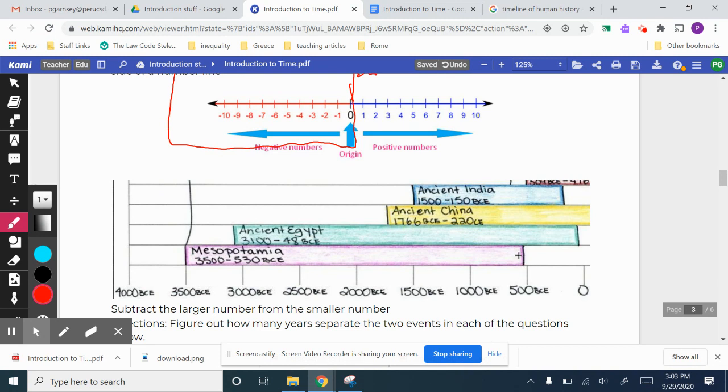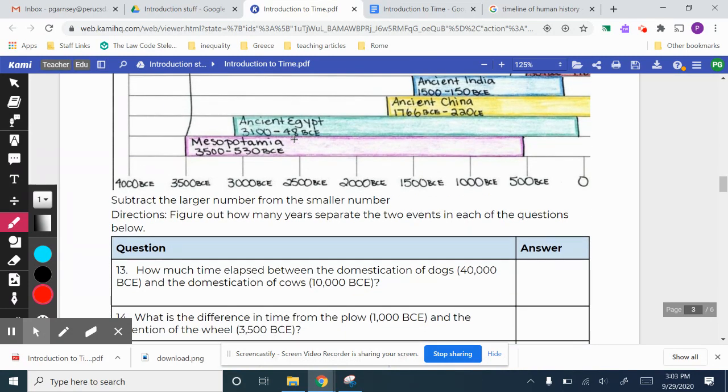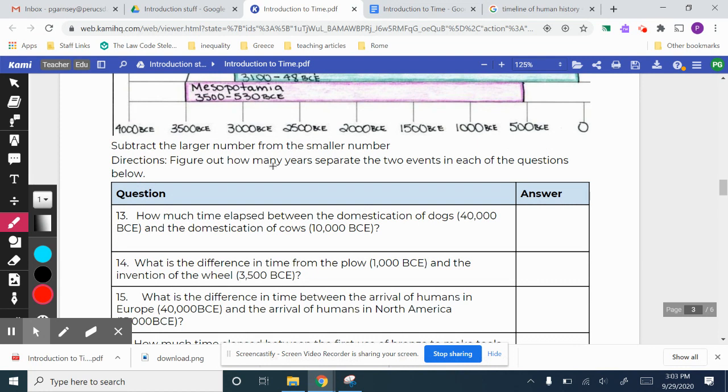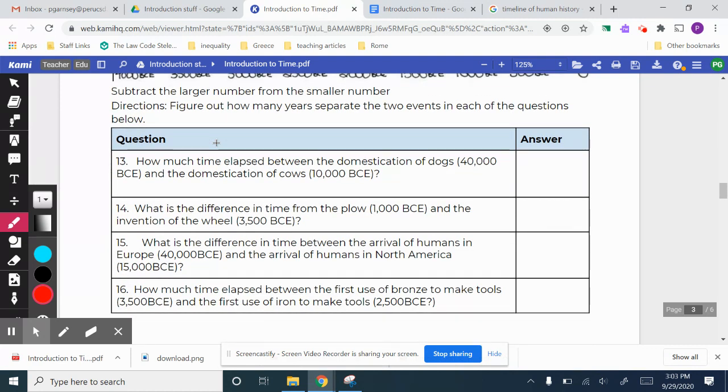Saying ancient Mesopotamia started in 350 BCE, lasted all the way to 500 BCE. All right, so you might see a timeline where everything is happening in BCE, or the negative side of a number line. So if you want to find the difference between two events and both are in BCE, it's pretty similar. Again, you just subtract the smaller number from the larger number.